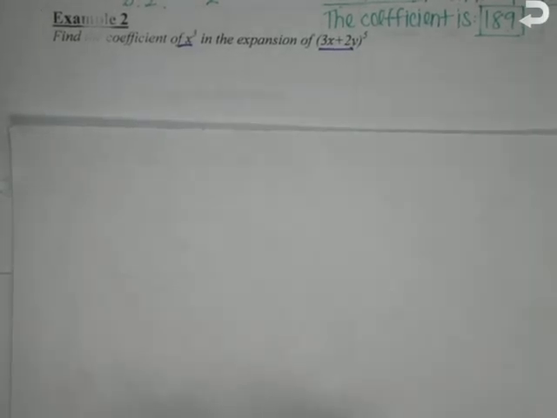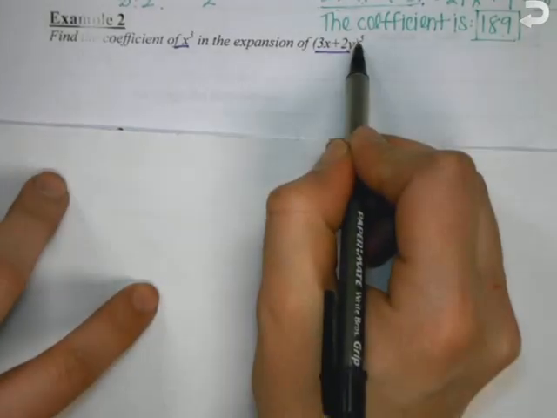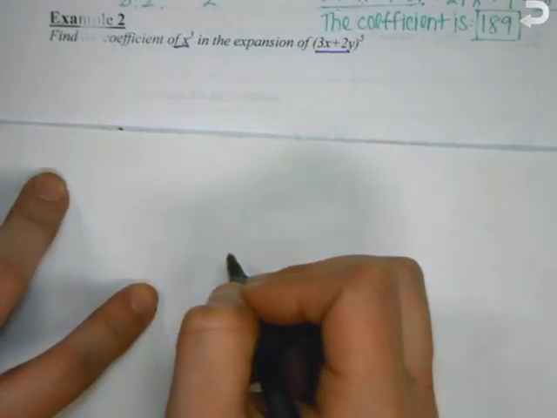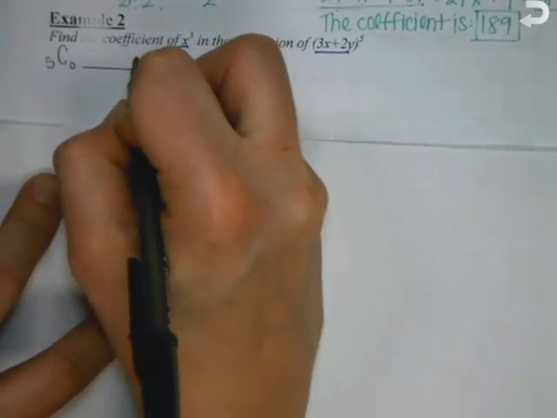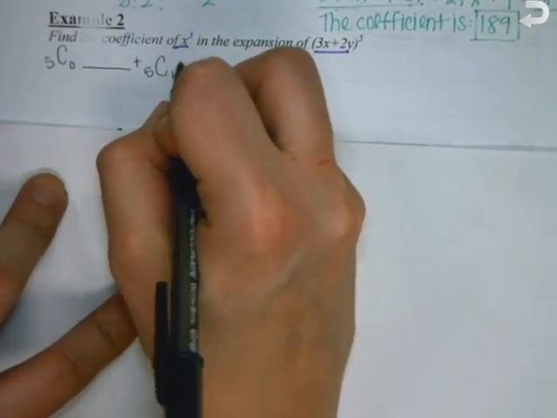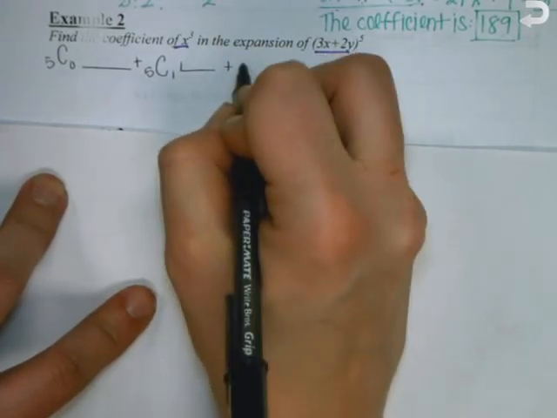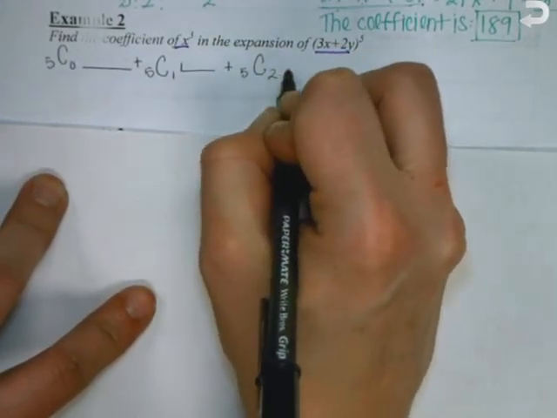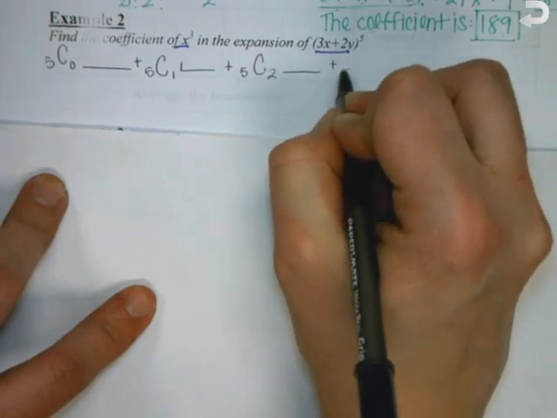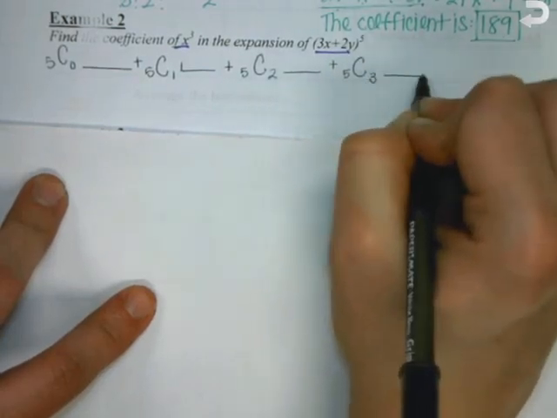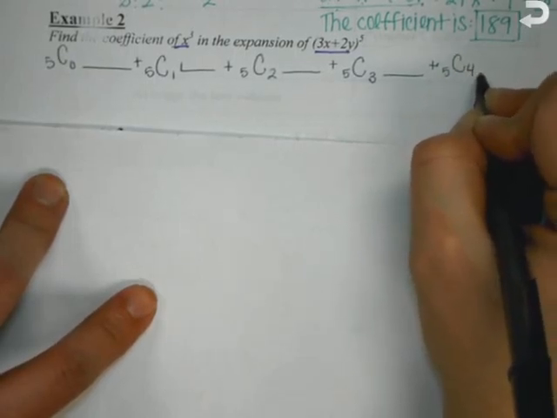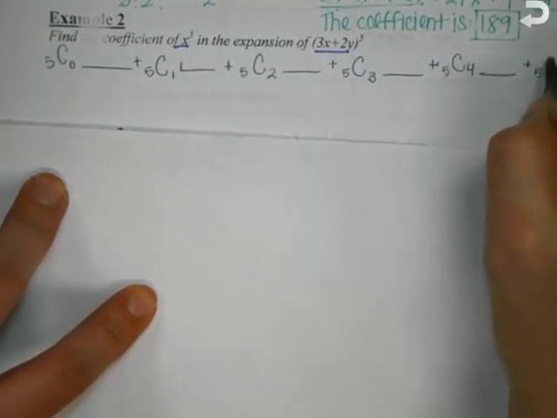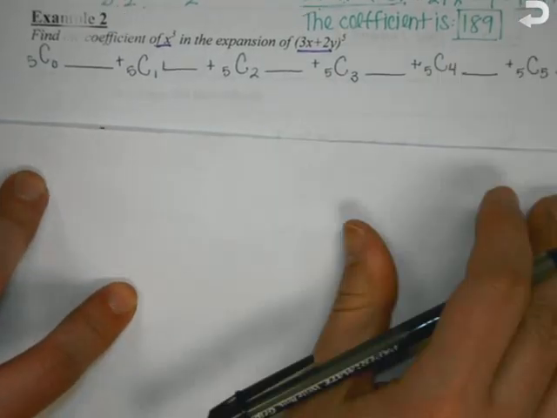So if I have the whole binomial to the 5th, what's my first combination? 5 combination 0, blank, plus 5 combination 1, blank, plus 5 combination 2, blank, plus 5 combination 3, blank, plus 5 combination 4, blank, plus the last one, 5 combination 5, blank. So we want to fill in all the blanks now.